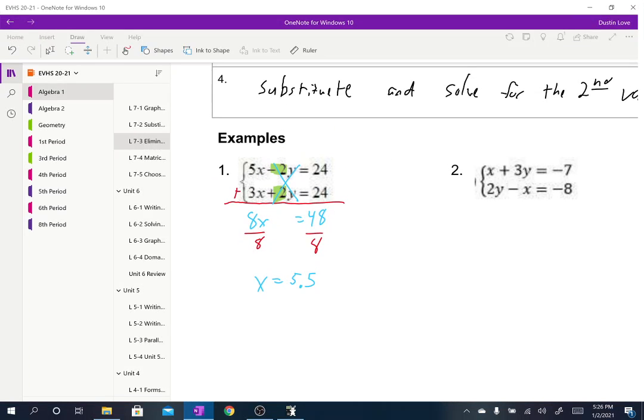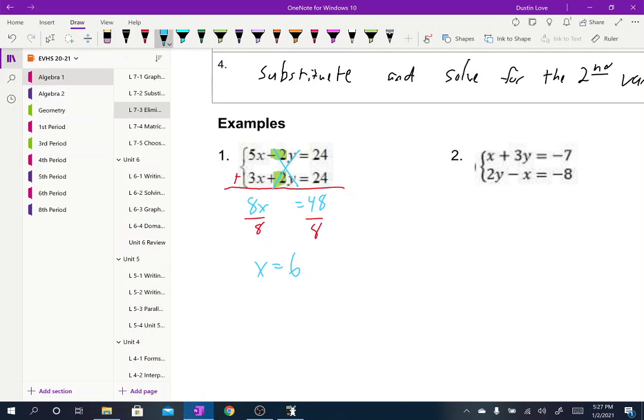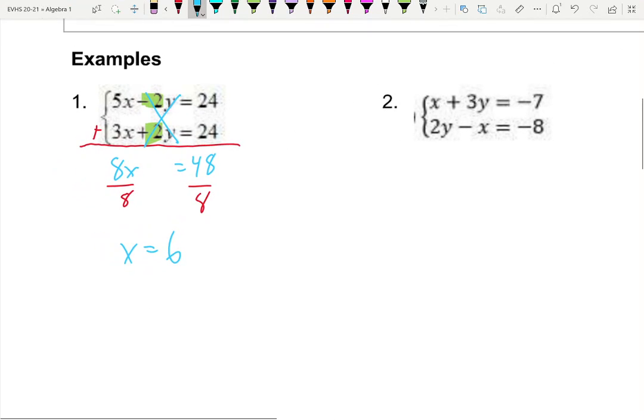Just to be sure, because I am not having a good mental math day. 48 divided by 8. Wow, I'm not smart. That is 6. Okay, I'm glad I checked. Okay, x equals 6.